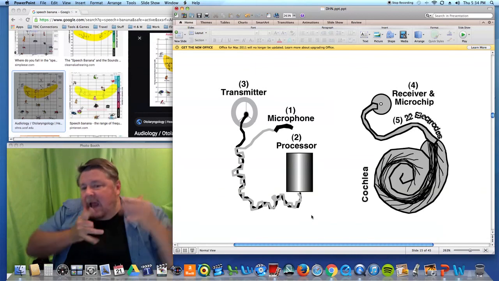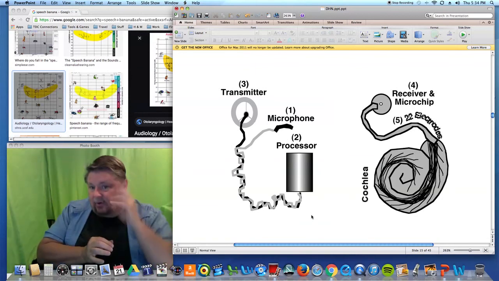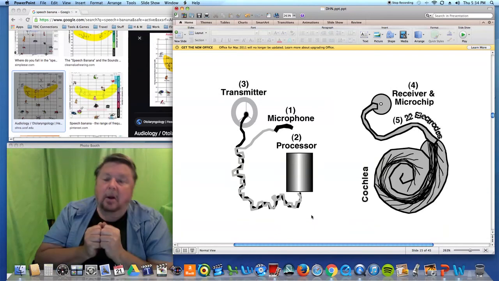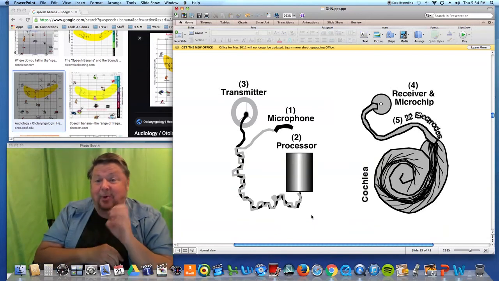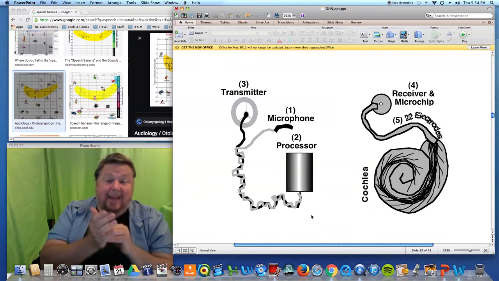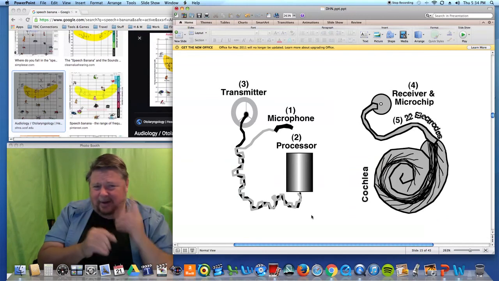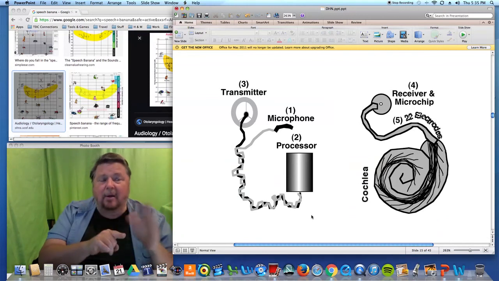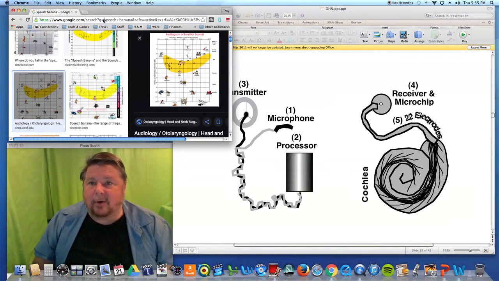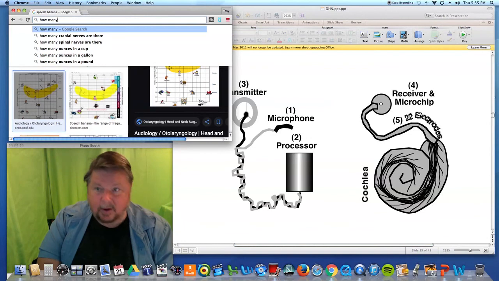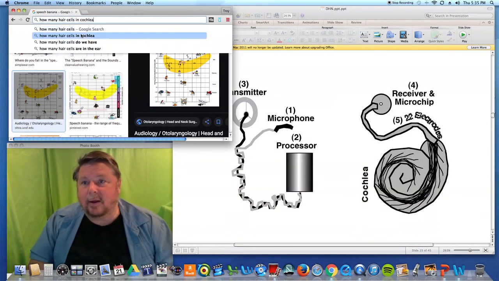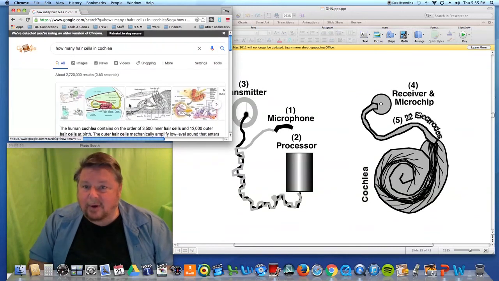You have many thousand hair cells all over this little tiny piece, and you have maybe 22 electrodes in the cochlear implant. So you go from many thousand, maybe 20,000. I don't know the numbers exactly, but that feels about right, 10 to 20,000 hair cells. Okay, let's Google it. How many hair cells in the cochlea? Look at that. It always knows what I want to ask.